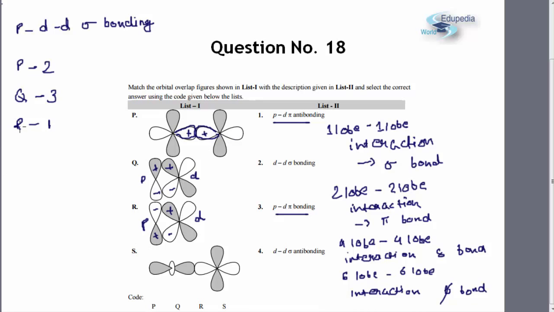And finally if you have a look at S, in S there is again a single lobe interaction, and both of them are d orbitals. This is dz square and this is again a d orbital. There is a single lobe interaction, but it happens to be a destructive interference, so this will be dd sigma anti-bonding. So S will match with 4. So that is the correct answer to the question. Thank you.